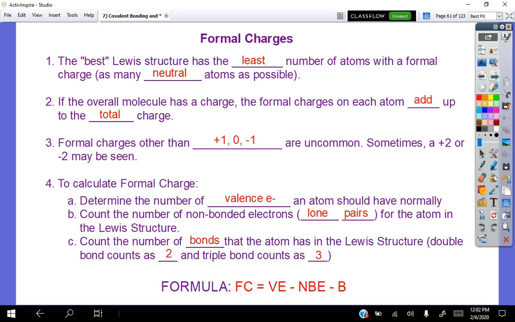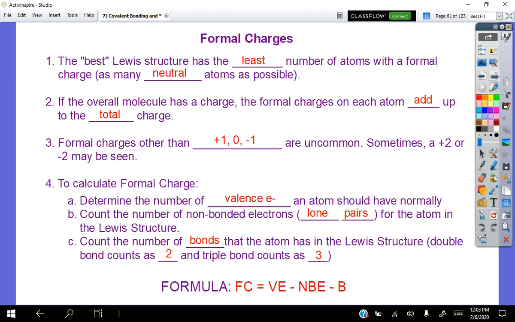So the best Lewis structure has the least number of atoms with a formal charge, aka as many neutral atoms as possible. If the overall molecule has a charge, we know that formal charges will add up to the total charge. So let's say we're dealing with a polyatomic ion and it's got a charge of 2 minus. That means at least 2 of the atoms have to have a negative formal charge, and that it would add up to our minus 2. Typically, we only see formal charges of +1, -1, and 0, but sometimes you may see a +2 or a -2.